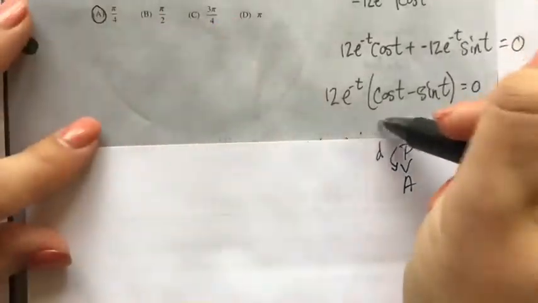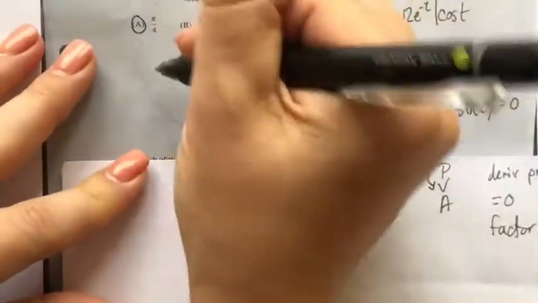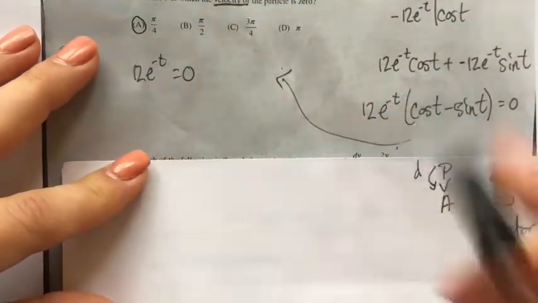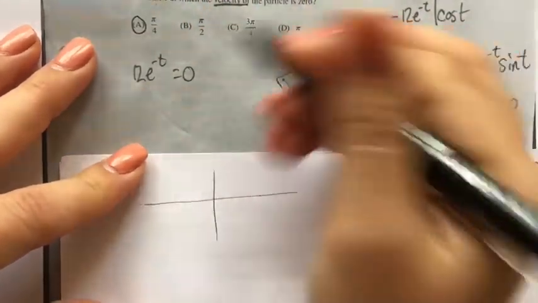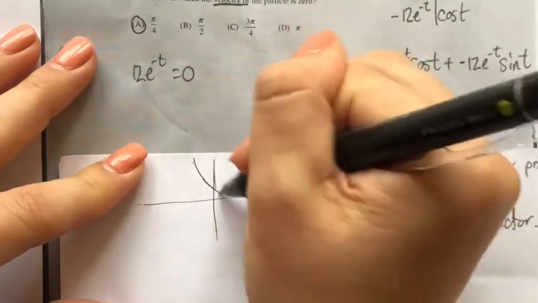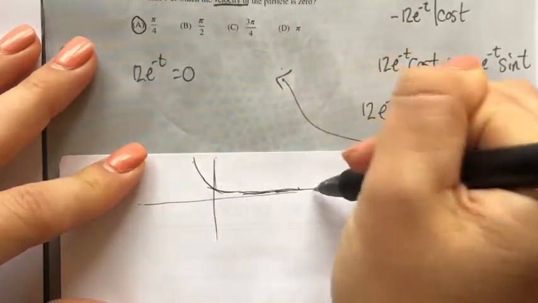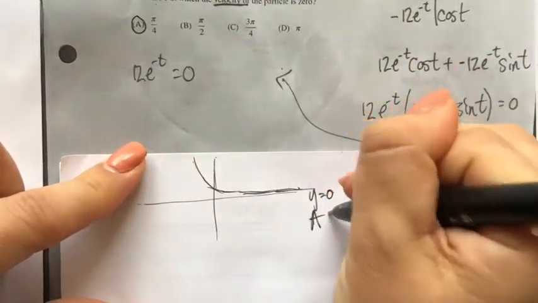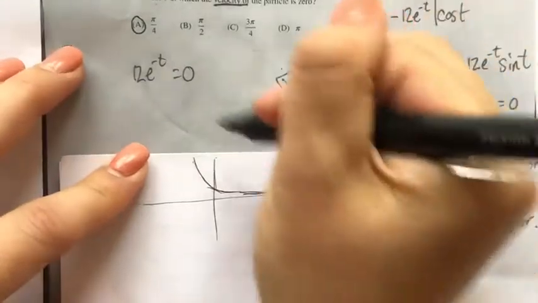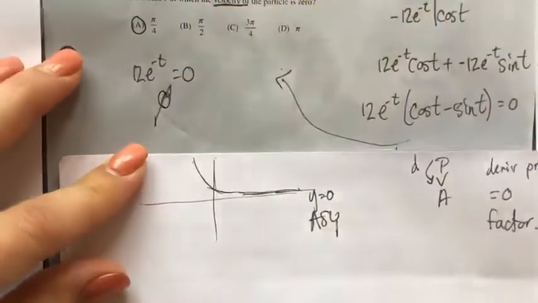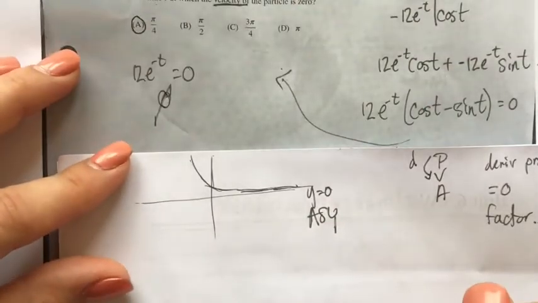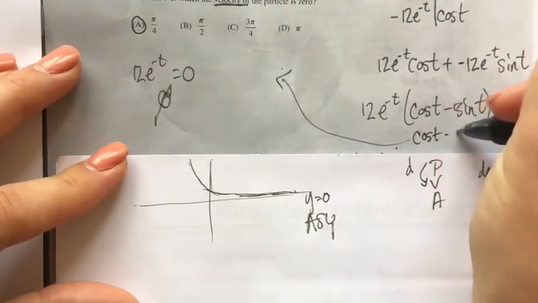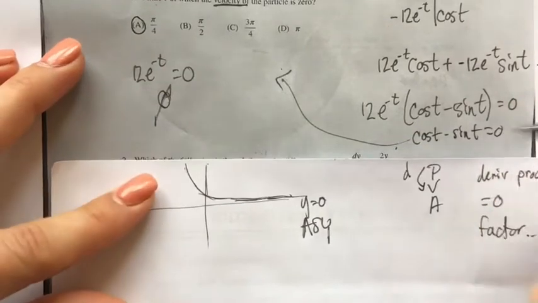Now when I set each factor equal to 0, I'm going to work this way. So 12e to the negative t equals 0. When you do that, think, where is e to the negative t, which looks like this, equal to 0? It is never equal to 0 because y equals 0 is an asymptote. So this has no solution. If you were confused by that and ignored it, that's actually what you do. There is no solution to that. So I'm just going to do cosine t minus sine t equals 0.